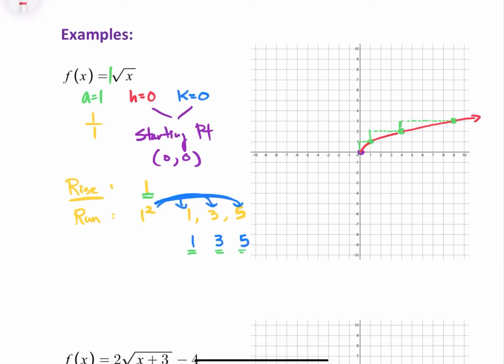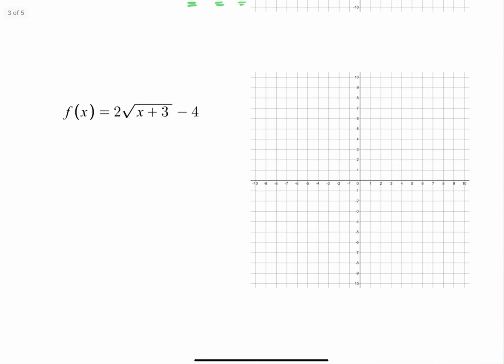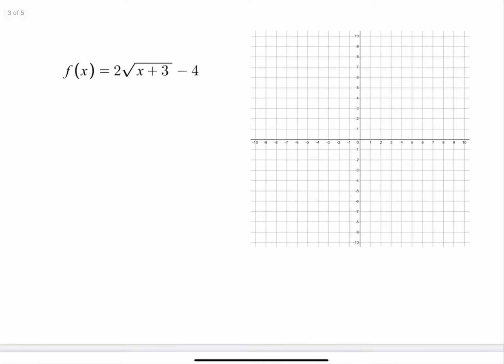All right, let's go ahead and try one where we do have some values for a, h, and k. So in this particular case, it looks very, very similar with that square root of x, but now we have an a, h, and k. So our a value is going to be this 2 here. So that's our a value. What does that 2 tell us? Well, that tells us that we have a vertical stretch with a scale factor of 2.